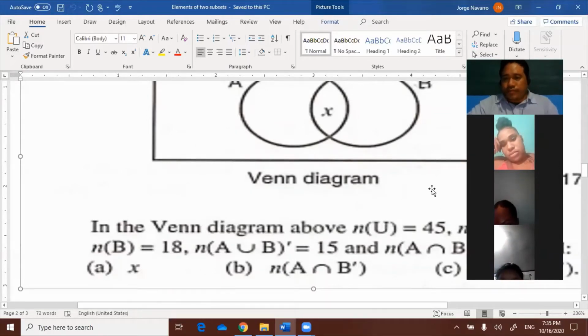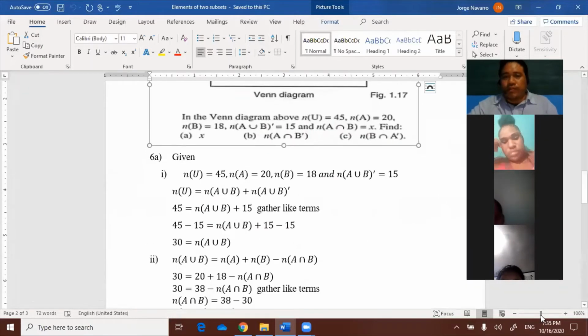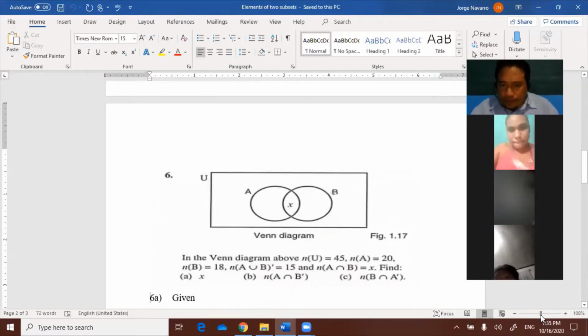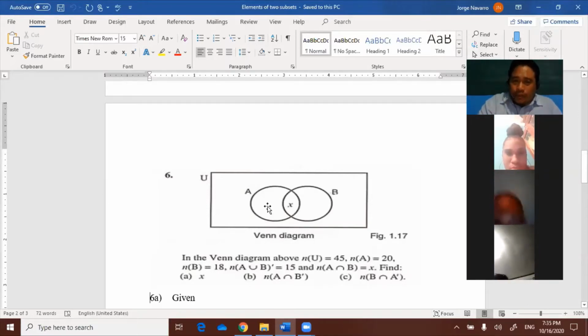The next question, I'm going to make this a little smaller so that I can read the problem. It says, in the Venn diagram above, that means this thing here, the number in the universal set, this whole thing, is 45. The number in A, in this whole circle, including the middle, is 20. The number in B, which is the circle I'm putting the cursor on, is 18. And the number in A union B complement, which is all outside the circles, is 15.